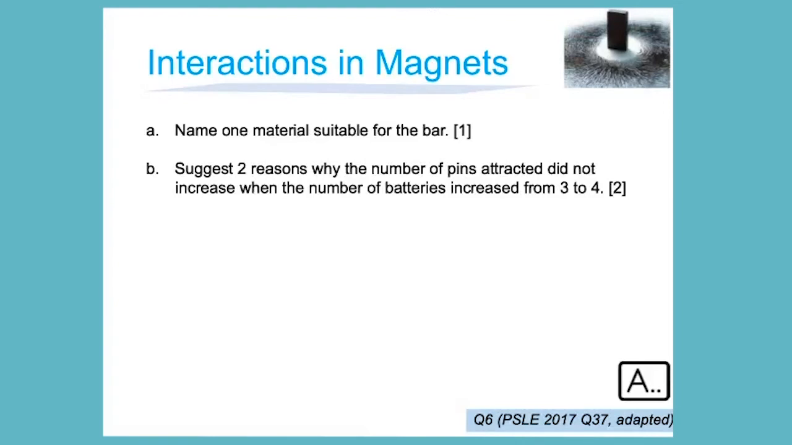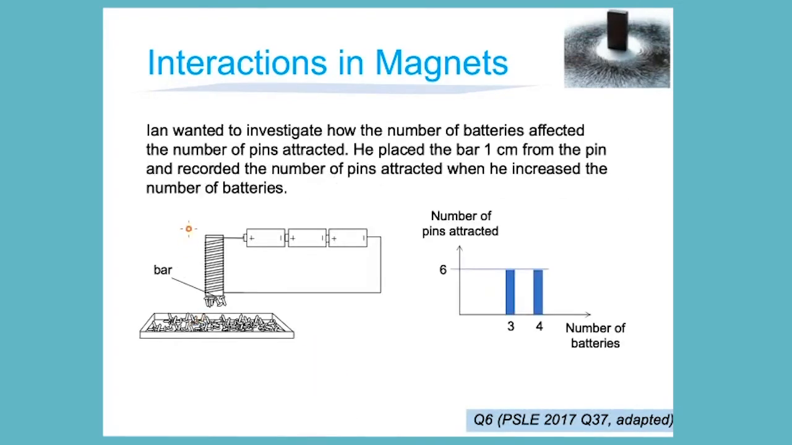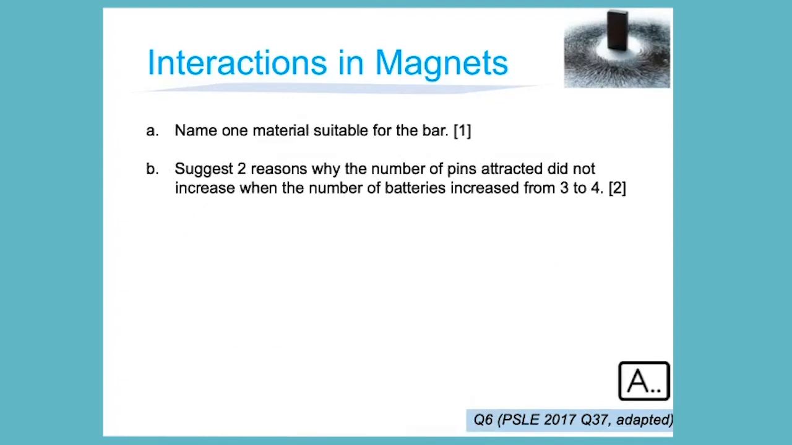Right? So, first question, name one material that would be suitable to make this bar. So we know for sure, I am sure that you will be very good at this, you have to state a magnetic material, and the most common magnetic material would be steel or iron. Very good. Now, suggest 2 reasons. So if it's a suggest, sometimes we have to use our common sense. So 1 mark for each suggestion. Why the number of pins attracted did not increase when the number of batteries increased from 3 to 4.